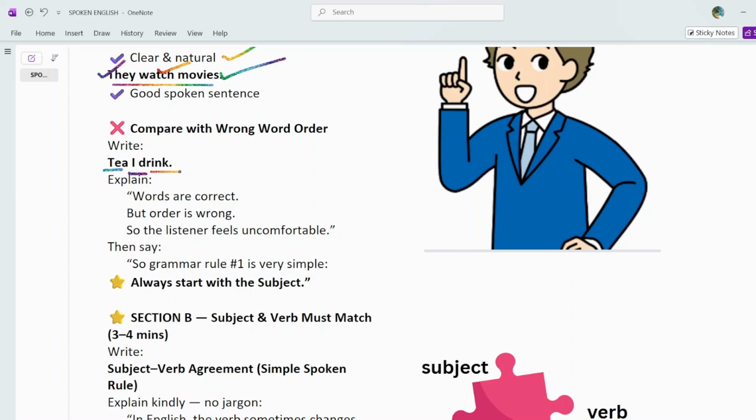You just cannot switch those formulas around. You just have to stick by them. So even though every word is correct, the sentence does not feel natural to the listener. It means your listener will feel uncomfortable. Forget about you speaking fluently, it feels that something is wrong. It can never be "tea I drink". It is "I drink tea". So rule number one is very simple to understand.